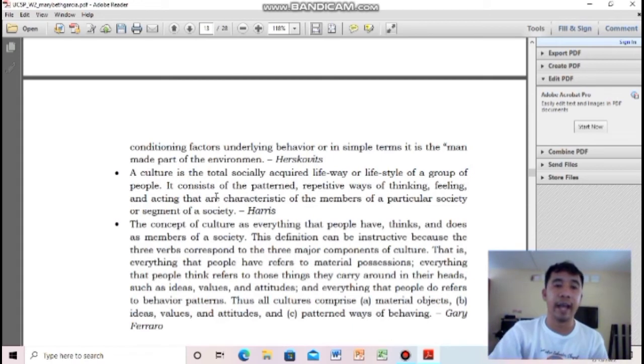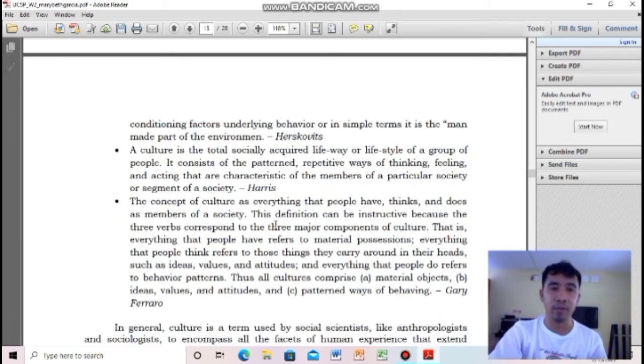Okay, next, according to Harris, culture is the total socially acquired life way or lifestyle of a people. It consists of patterns, perspectives, ways of thinking and feeling, that is according to Harris. That is how people live, that is culture.